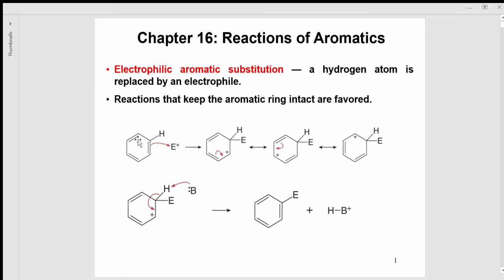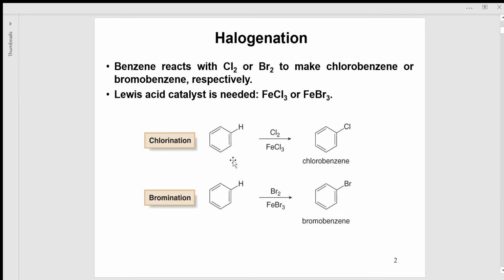We know there are 6 electrons in this benzene ring. Of course, the electrophile, something that bears a positive charge, will react with the electrons to form a new bond. So the result of this reaction basically is that one of the hydrogens in the benzene ring is replaced by this electrophile. The first example of electrophilic substitution is the halogenation reaction, either chlorination or bromination.